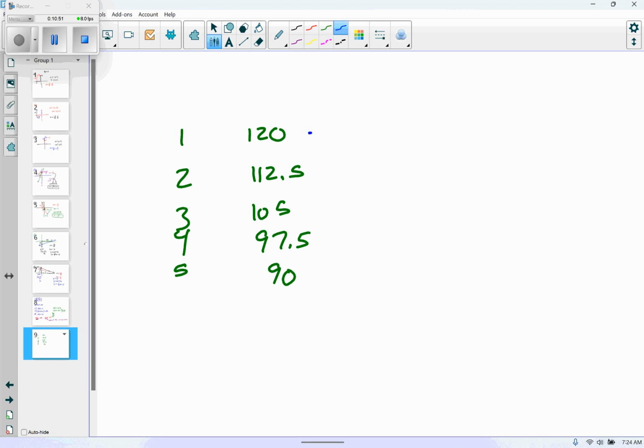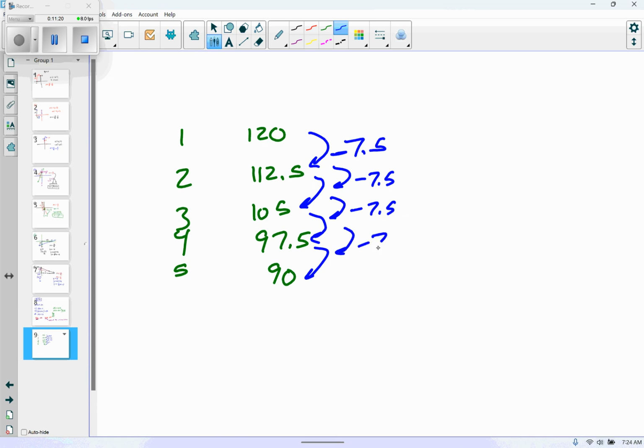Okay, so do I have a common difference or do I have a common ratio? Am I subtracting the same amount each time, or am I multiplying by a factor? Well, let's take a look at this. This looks to be about 7.5 less. This looks like it's about 7.5 less, as does this.